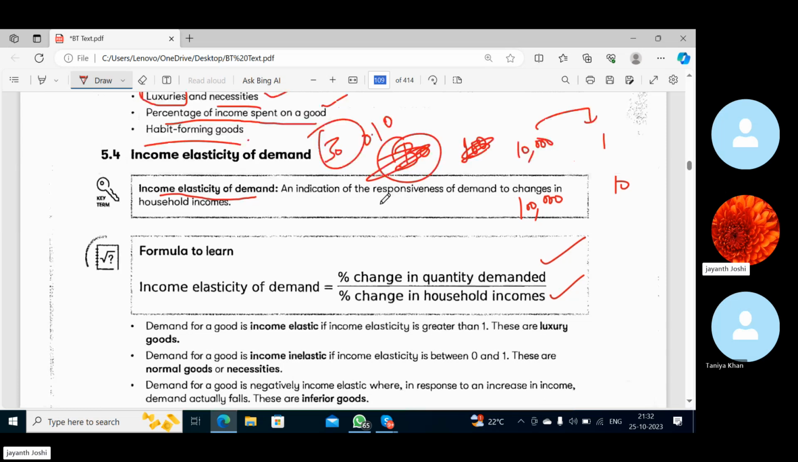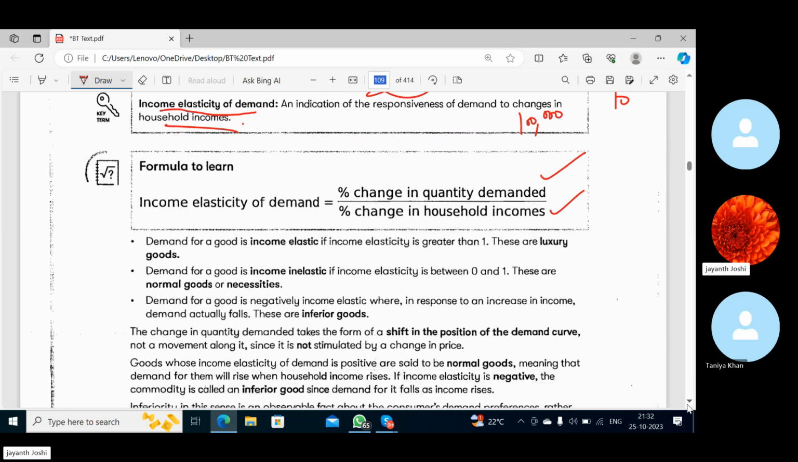It is an indication of the responsiveness of demand to changes in household incomes. How the demand responds to changes in income. If your income is high, you will be buying more, right? Demand for a good is income elastic if income elasticity is greater than one. These are luxury goods. If your income increases, you buy more of those goods, even though the price increases, it doesn't matter. If income is increasing, your demand for luxury goods is increasing and it goes more than one. More than one is elastic, less than one is inelastic. Zero is no elasticity.